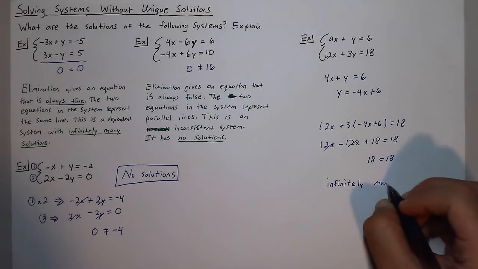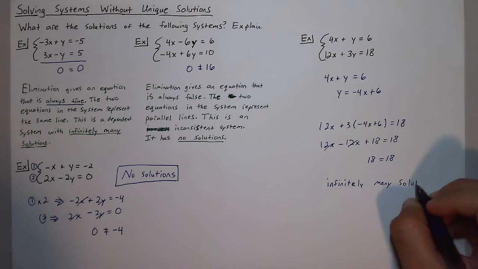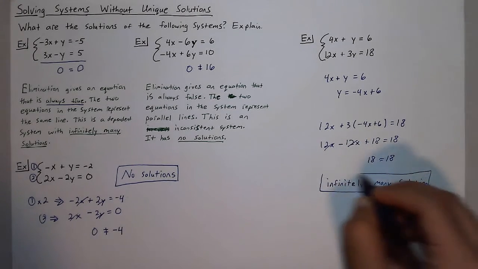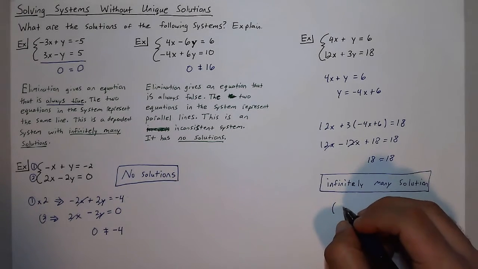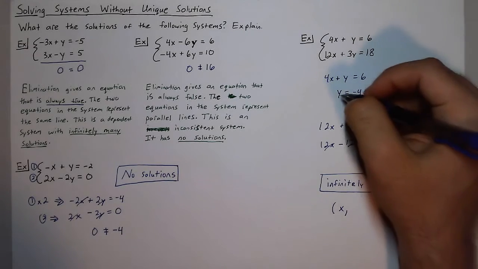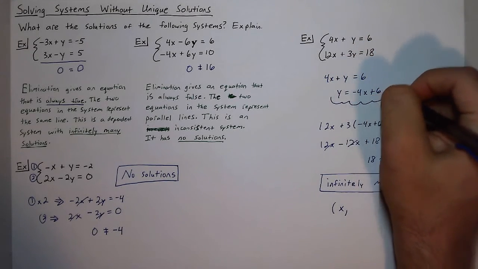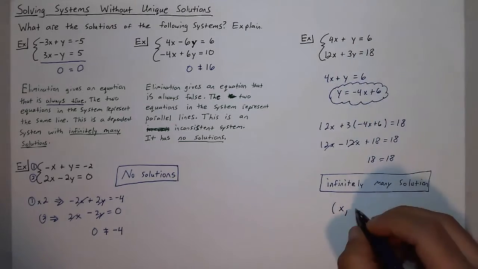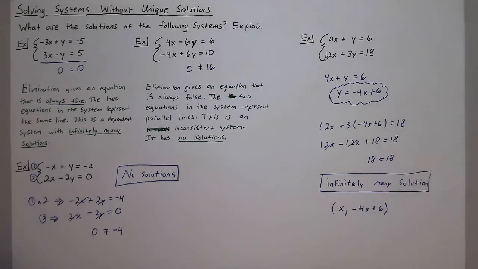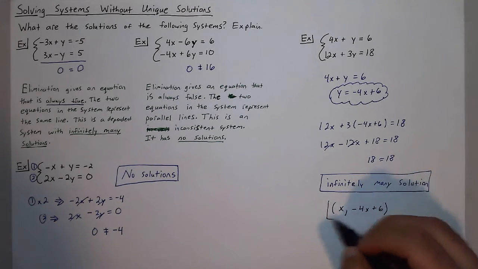And one way you could represent your answer in this particular case is you can say, given any x, what should y equal? Well, y should equal negative 4x plus 6. So the ordered pair would be x comma negative 4x plus 6, because for this particular x, that's the particular y I want to find. And that's how you solve a system without unique solutions.